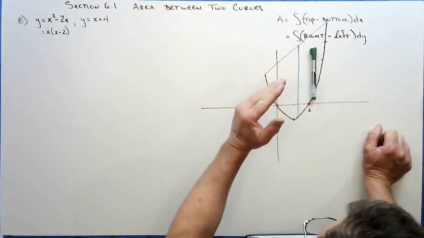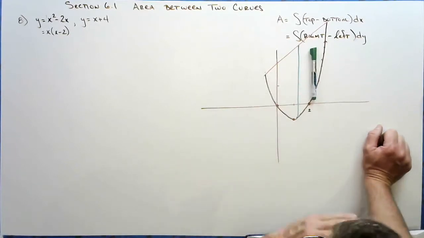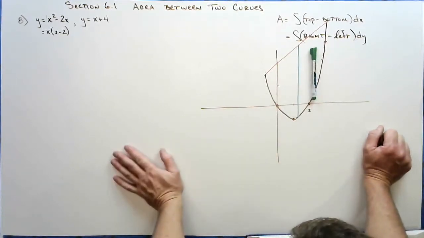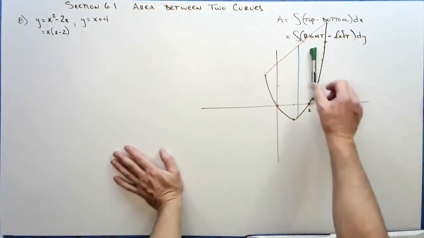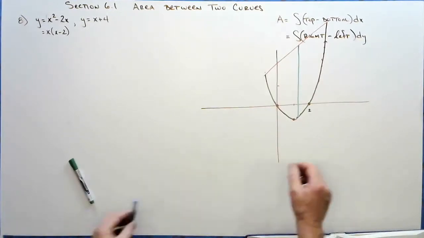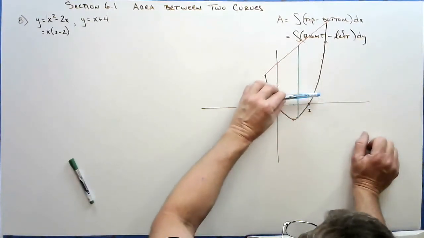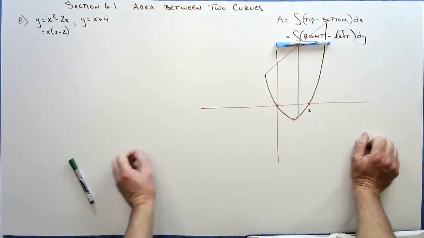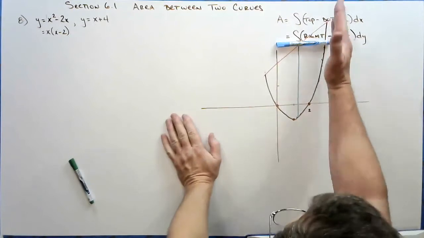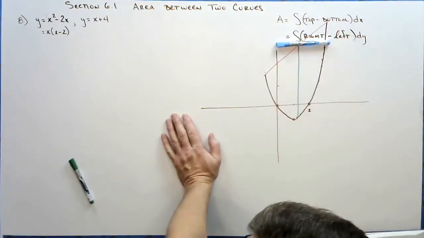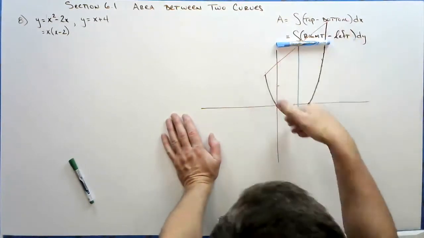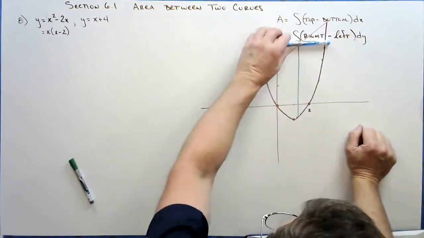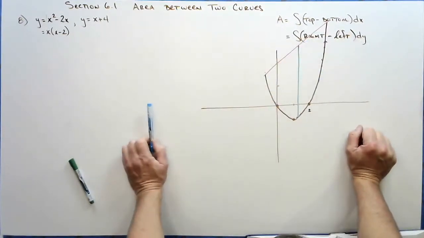We want one function to always be the top and one function to always be the bottom. Now, if that's not the case, then we're going to take our approximating rectangles and try to go horizontally instead. Again, the goal being we want one function to always be on the right and one function to be on the left. Now, for this problem, that does not happen.